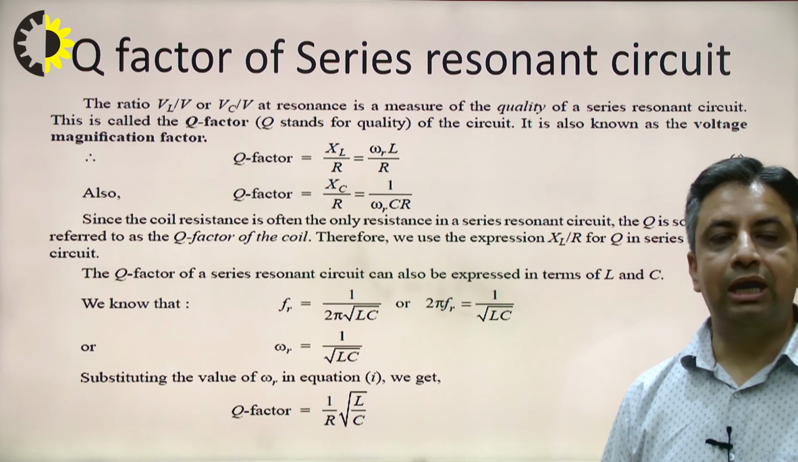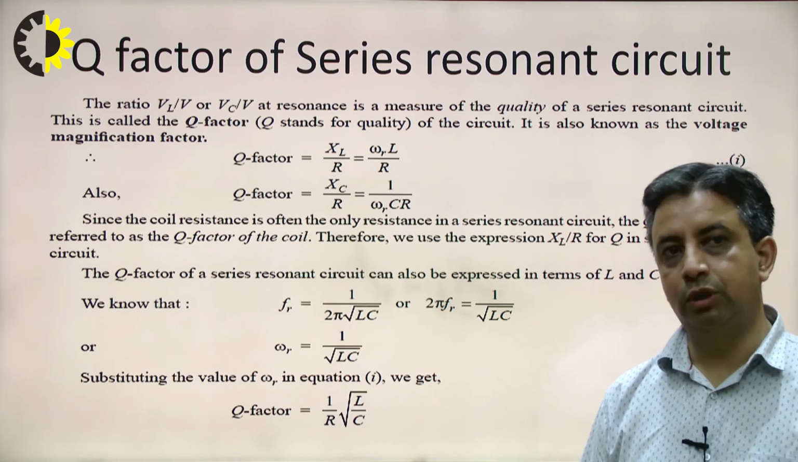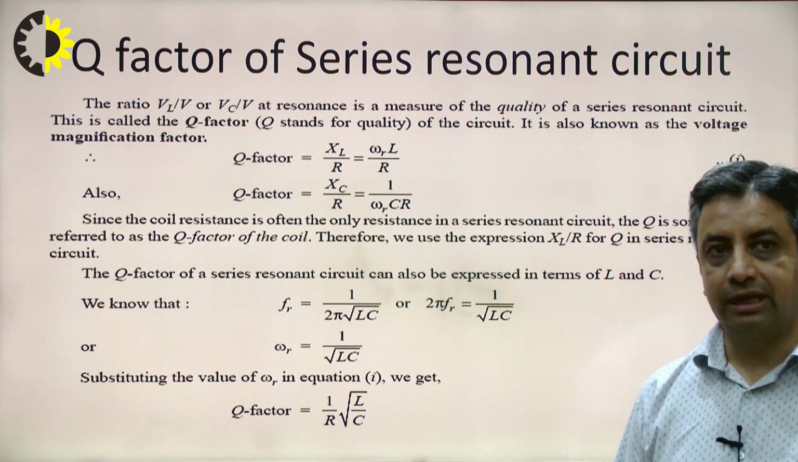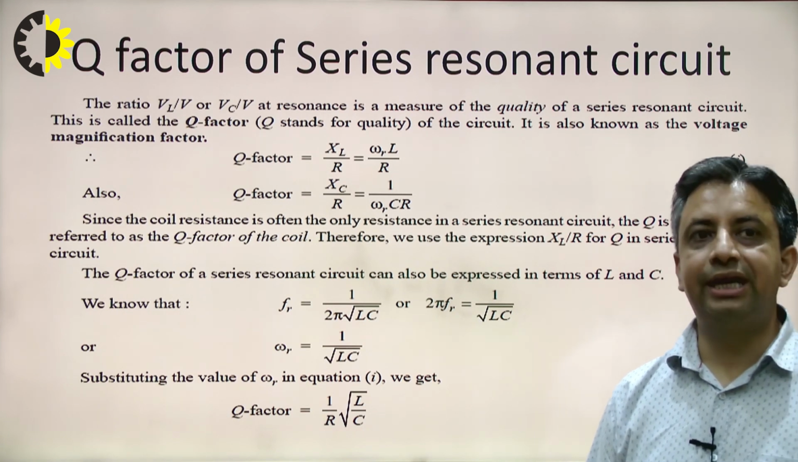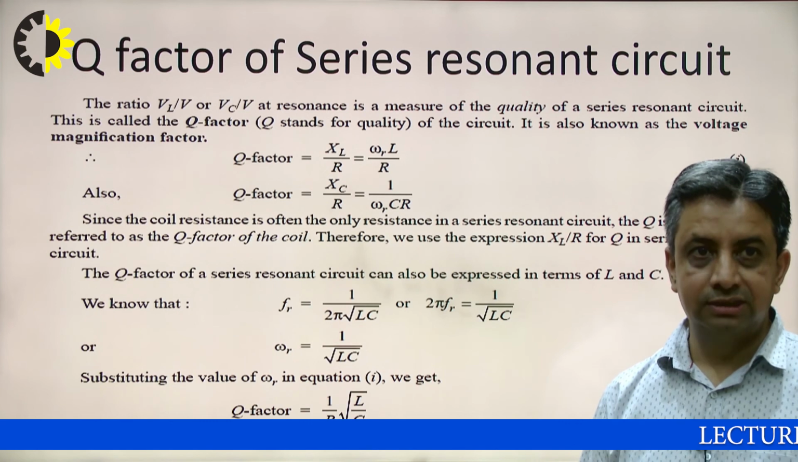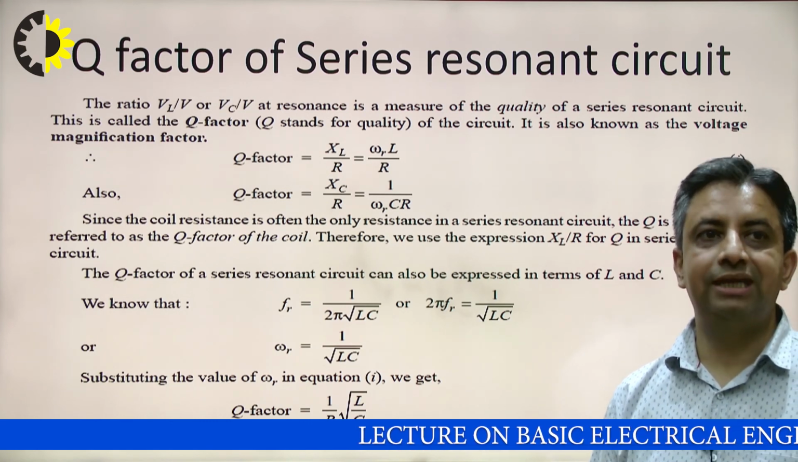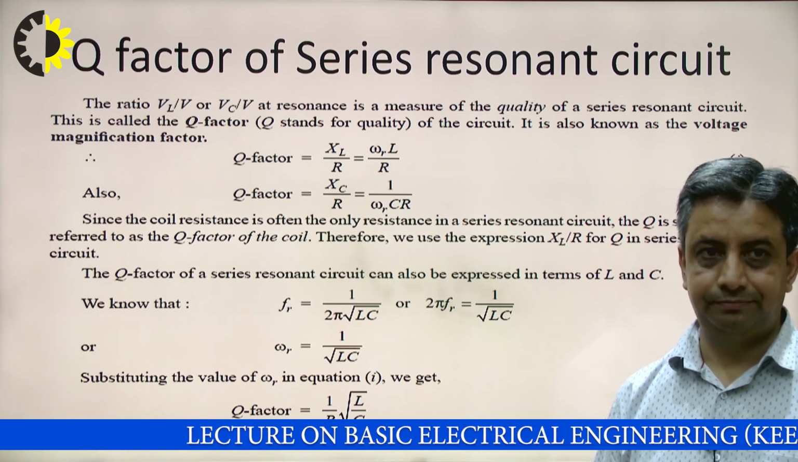So if the quality factor suppose comes out to be equal to 20, it means the voltage across the inductor or capacitor is 20 times greater as compared to the supply voltage. So that's why it is also known as voltage magnification factor.